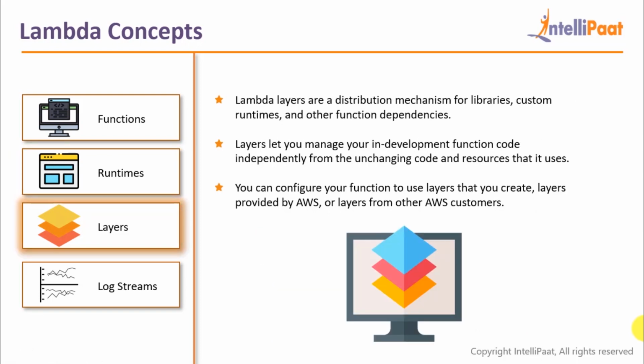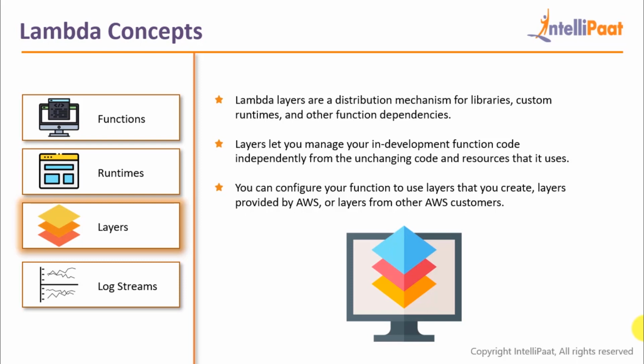Lambda layers are a distribution mechanism for libraries, custom runtimes and other dependencies. Instead of downloading them using the code which you write in your Lambda function, you can create layers and store those particular libraries or custom runtimes which you want to run your program in, and you can create only 5 layers for a particular Lambda function, and upload them so that there is no confusion while the code is choosing a particular library or a custom runtime.